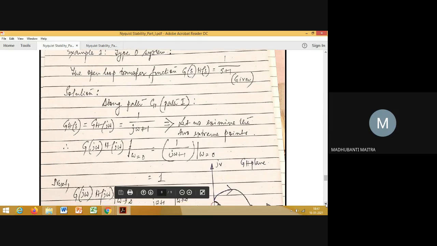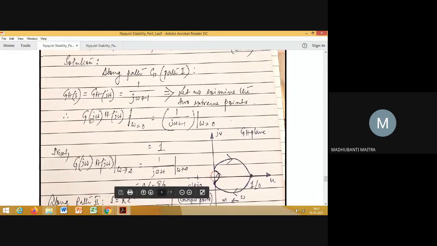So let us examine the two extreme points. Which are the two extreme points? When omega is equal to 0, and the second one is when omega tends towards infinity. So G(j omega)H(j omega) at omega equal to 0: this part will be 0 as omega is equal to 0, and hence its value will be 1, and the angle of GH(j omega) will be 0. So the magnitude is 1 and the angle is 0. Remember, GH(j omega) is a complex quantity, and hence it will have a magnitude as well as an angle.